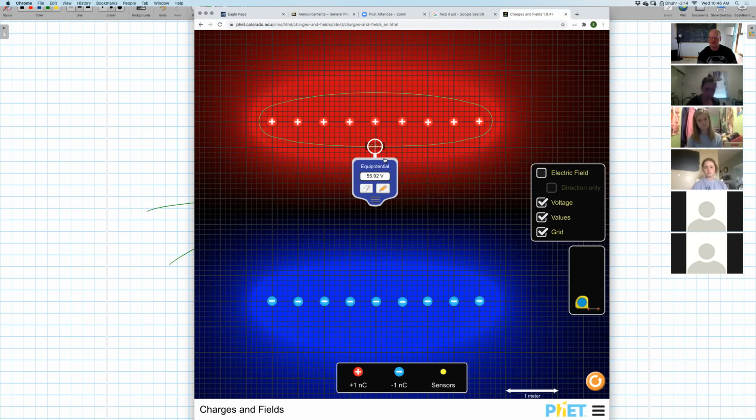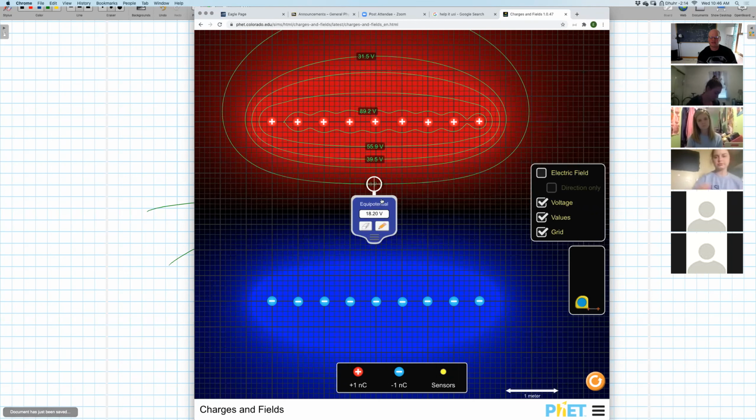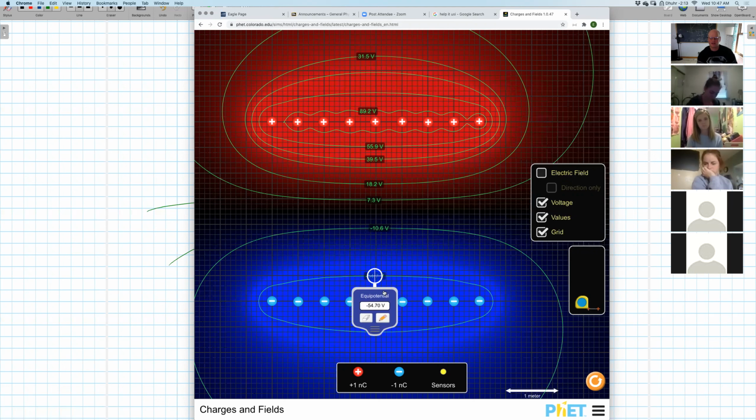Okay. Then I'm going to move it to another location. Let's say I draw it here, tap it again, maybe put it in here, tap it again, put it somewhere out here, tap it again. So what I want to do is draw enough of these equipotential lines to get an idea of what these equipotential surfaces look like. Okay. So I want it to look something like this. Okay.